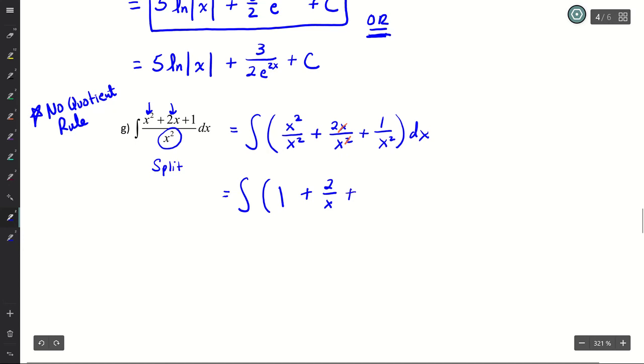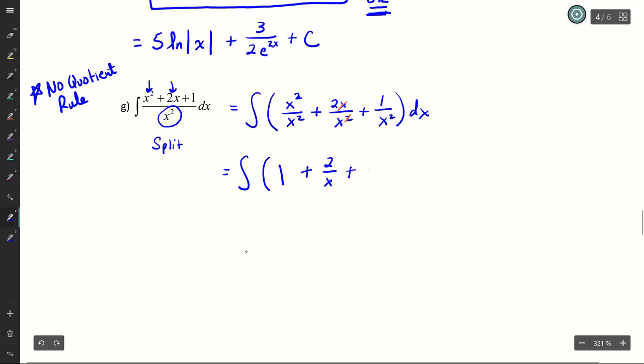And then looking over on the last one, I can't take the antiderivative of 1 over x squared, but I can take the antiderivative of x to the negative 2.